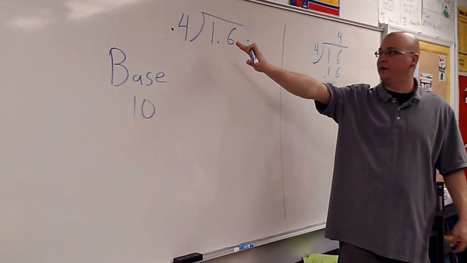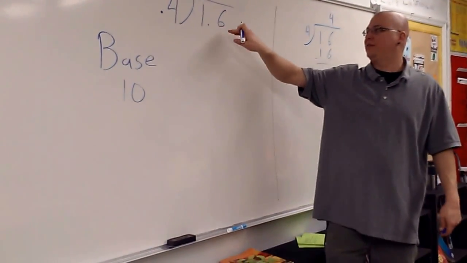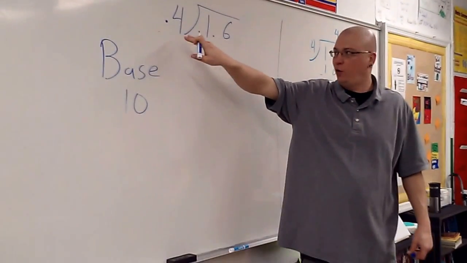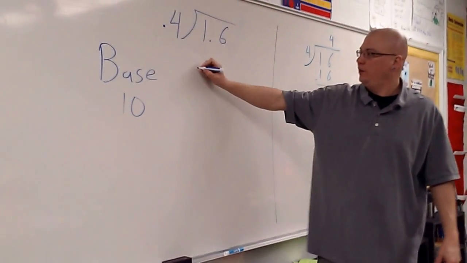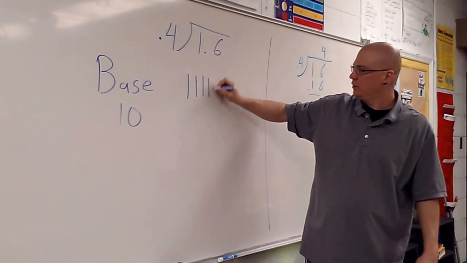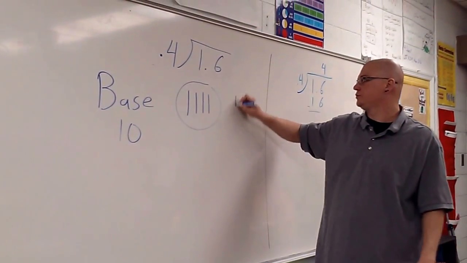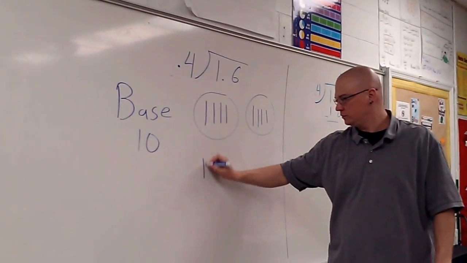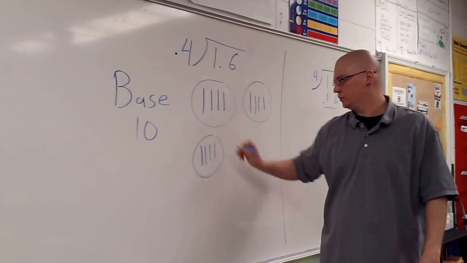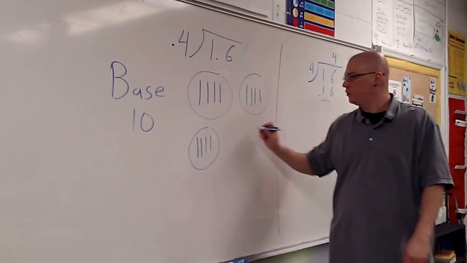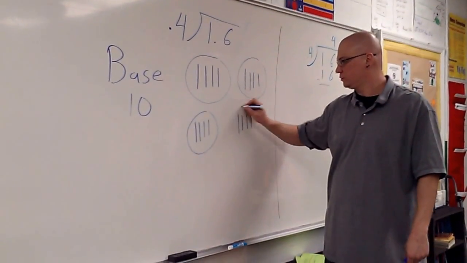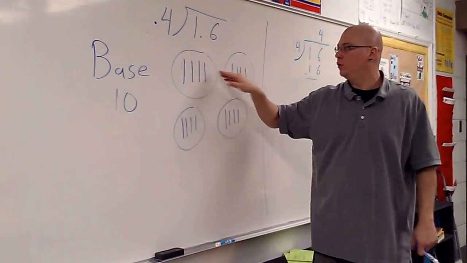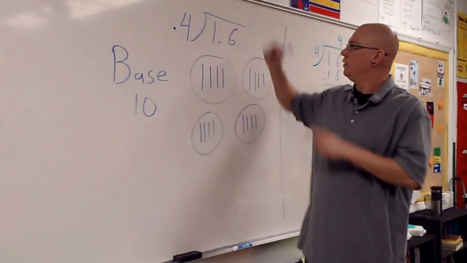What this problem says is divide 1 6/10 into groups of 4/10. So if we use our symbol for tenths, there's one group. There's another group. Now we're up to 8/10. 12/10, 16/10. So how many groups of 4/10 do we have? 1, 2, 3, 4.